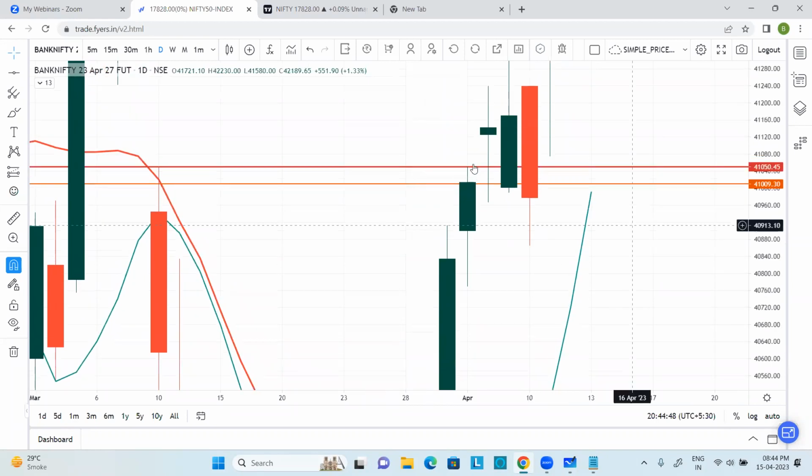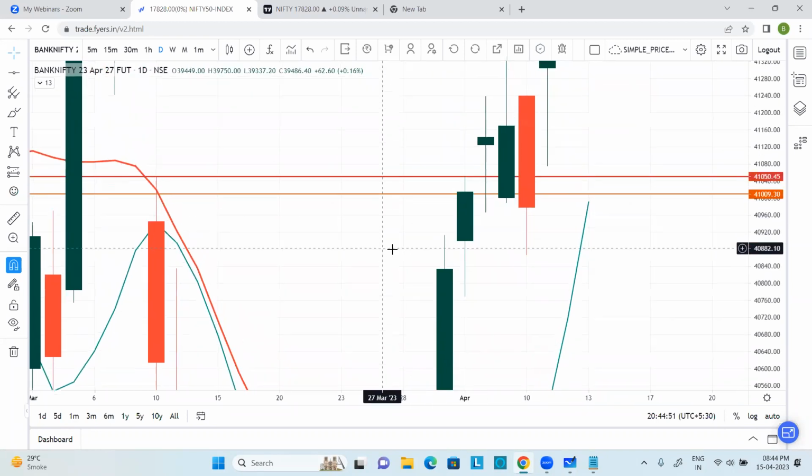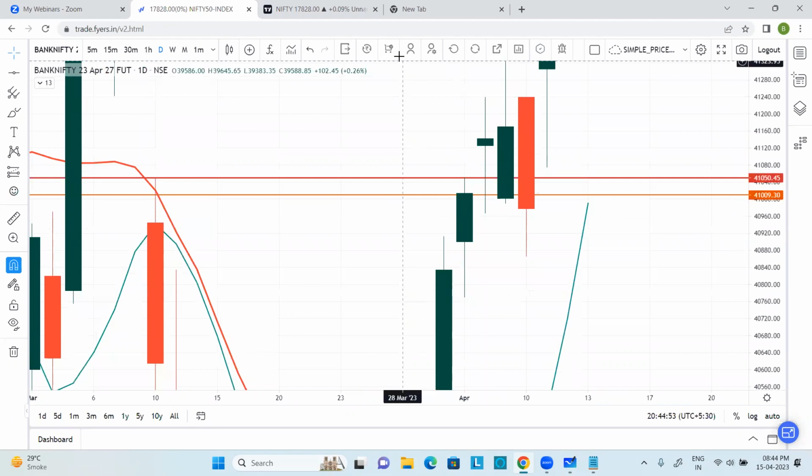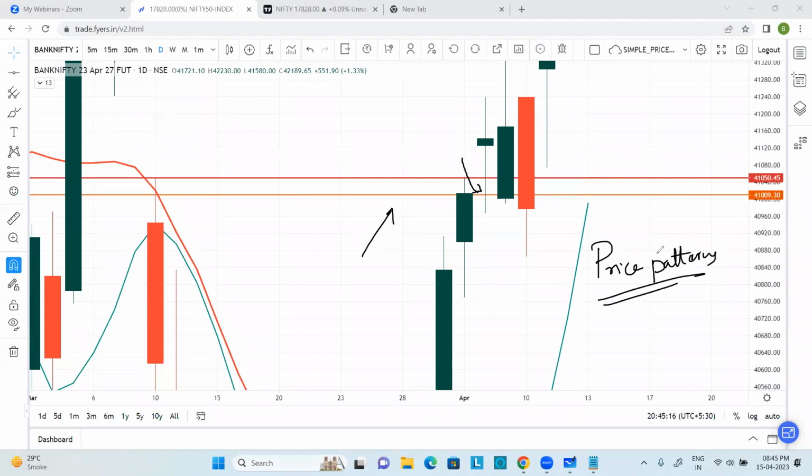You have marked these two, right? Then what you need to do is wait for the price to come to this location and let it give you the indication of buying, because it is a bull trend. What is the indication of buying? Price patterns. In the videos you have got price patterns, right? Engulfing pattern, doji pattern, hammer pattern.